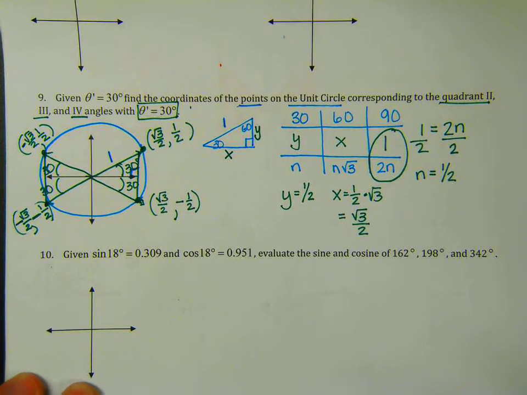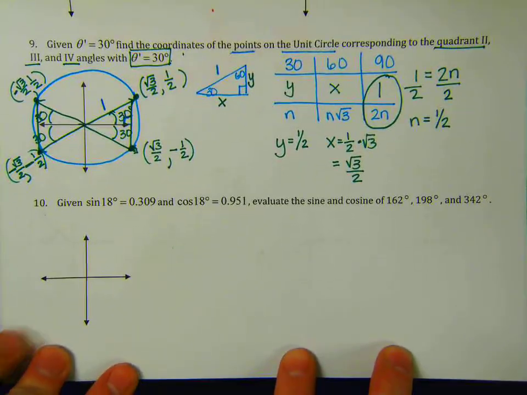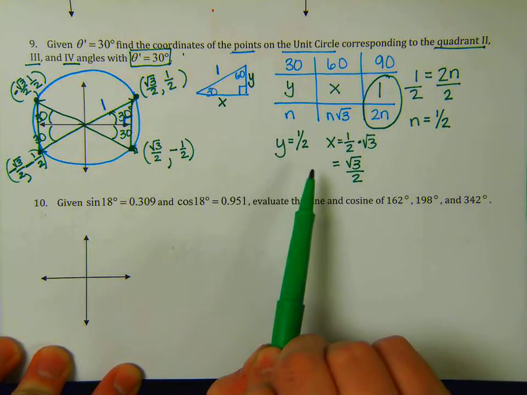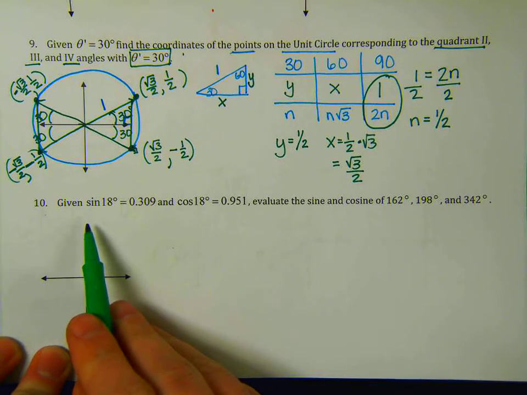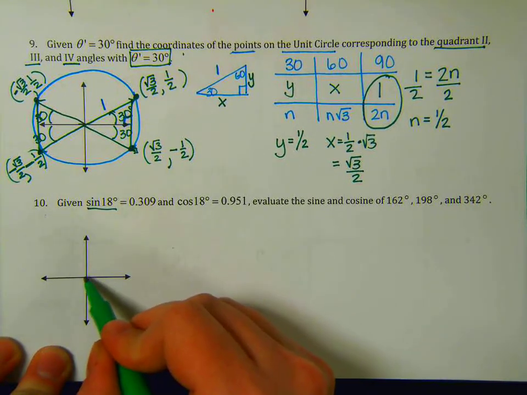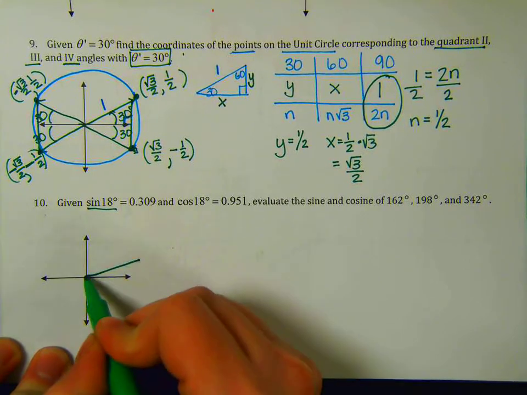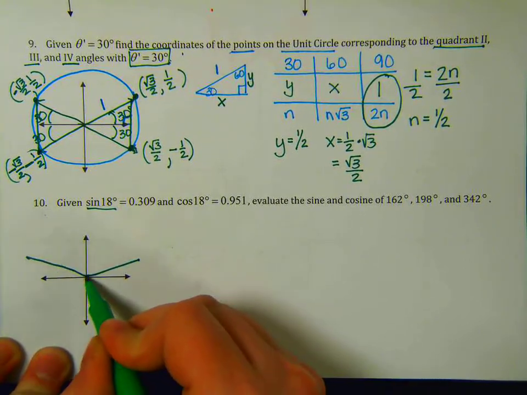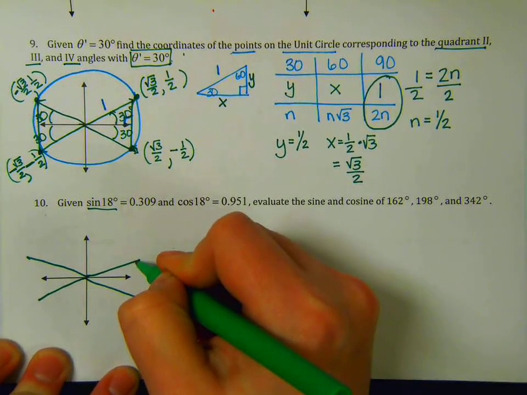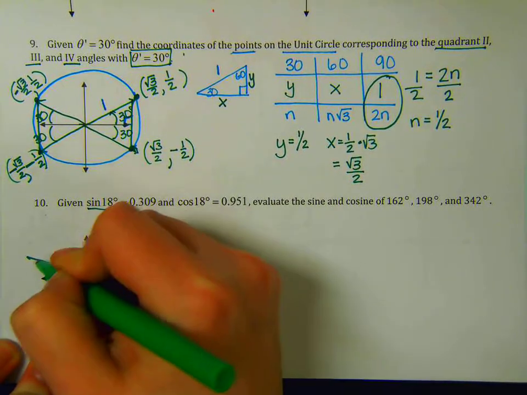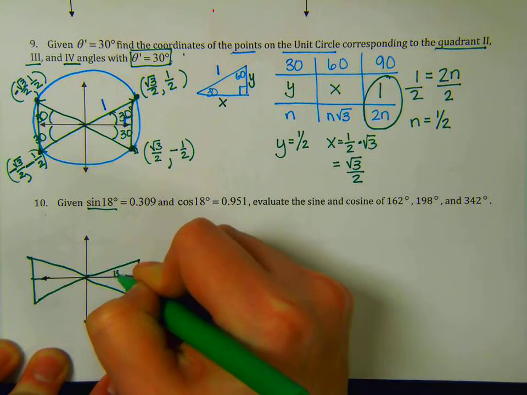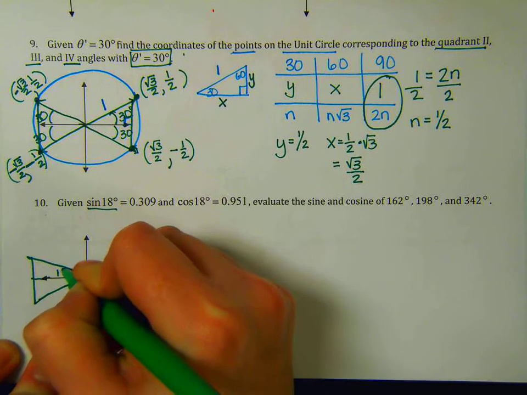Number 10, I'm going to ask you to do as well. You have to do less work, actually, because you don't have to come up with your special right triangle. I'm going to start you off by making your sine of 18, so that means I have a reference angle of 18 degrees in every quadrant. That's a pretty tiny angle. We can drop our perpendiculars. We have 18, 18, 18, and 18.